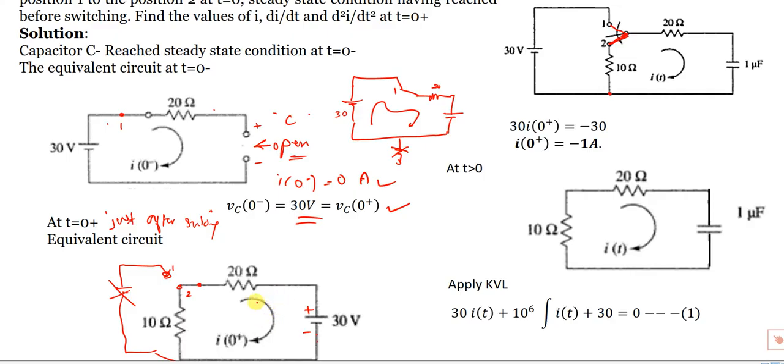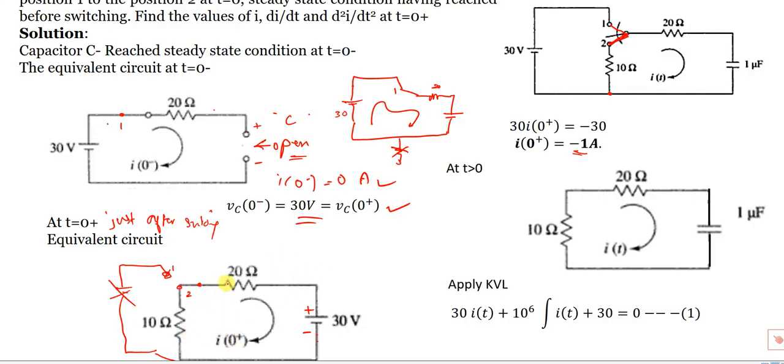Now I have to get the expression for I. I is equal to voltage divided by the sum of resistances. Voltage is 30, and the resistances 10 and 20 and 10 in series give 30. So it is 30 volts by 30 ohms, which is 1 amp. It is given as minus 1 amp, because current always flows from positive to negative. Or you can write KVL for this.